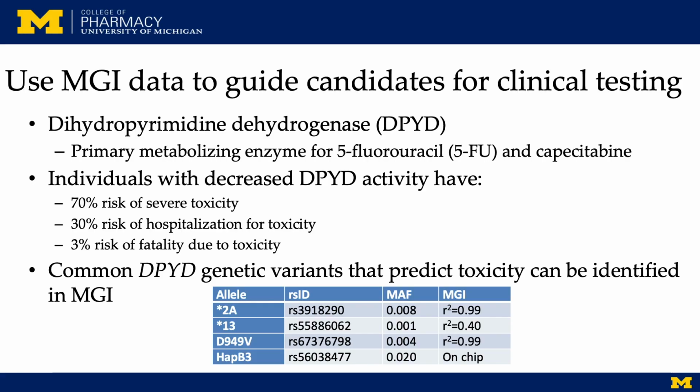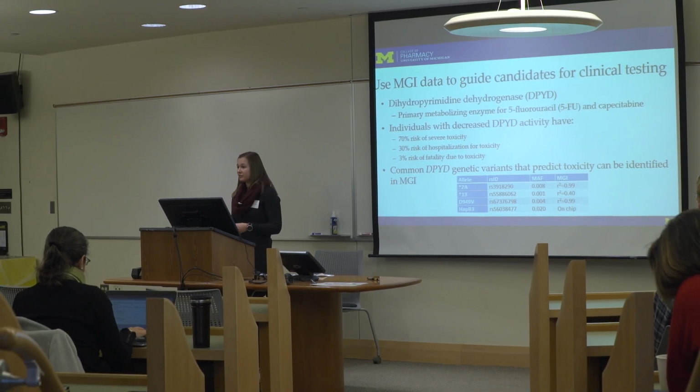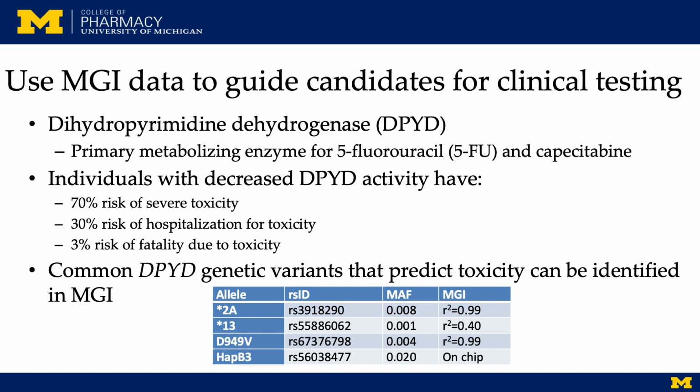One specific example that we're currently investigating is the gene dihydropyrimidine dehydrogenase, or DPYD, which is the primary enzyme responsible for metabolizing fluorouracil or capecitabine, two commonly used chemotherapy agents. It's been well defined in the literature that patients with DPYD deficiency because of these genetic variations have a significantly increased risk of severe toxicity and an increased risk of fatality due to this toxicity. But because these variants are very rare in the population, testing for this gene hasn't become standard of care in general practice. The most common DPYD variants associated with toxicity to these medications can be identified in MGI.